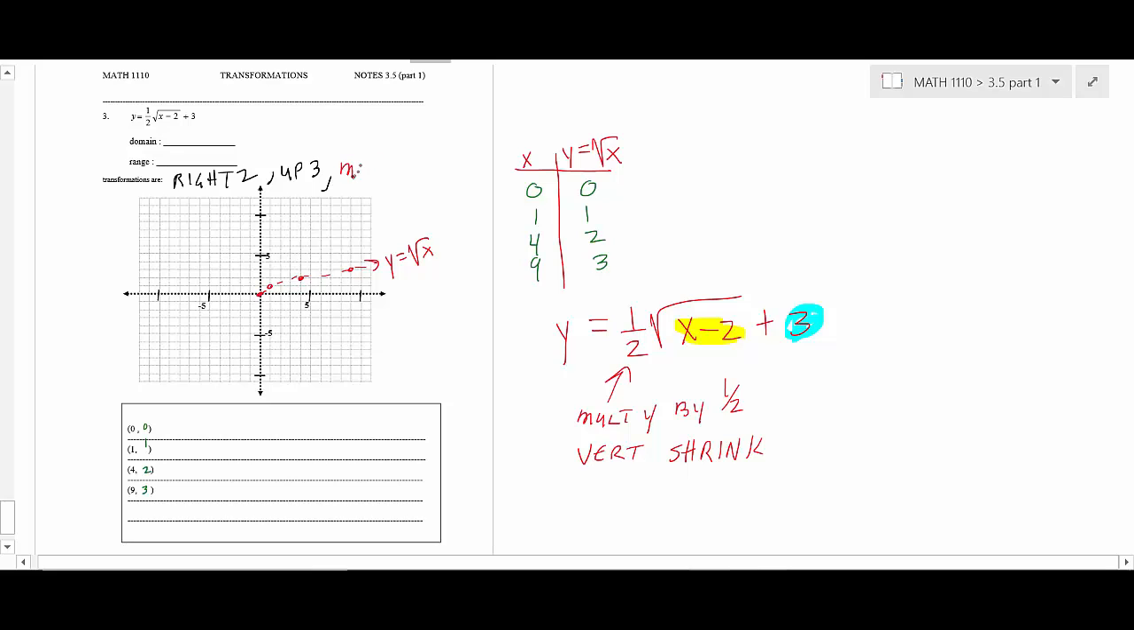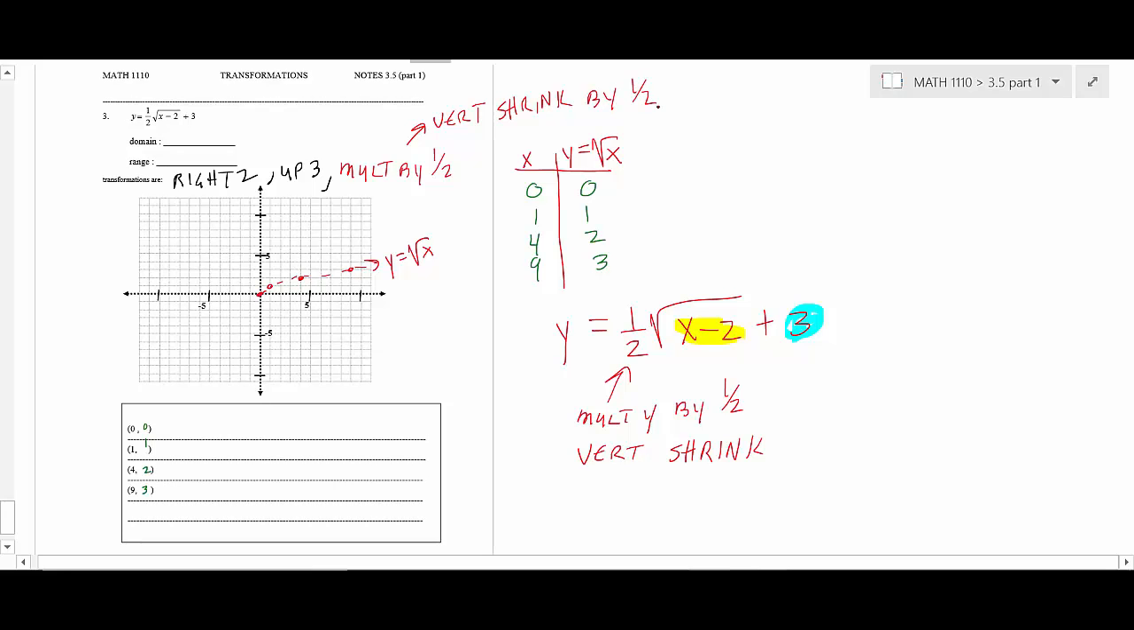So I'm just going to say multiply by 1/2. And it's good to write it that way, but on your homework and stuff, if you're asked for the translations, you want to write that it's a vertical shrink. And you say it's a vertical shrink by a factor of 1/2. That's how you do that, okay?